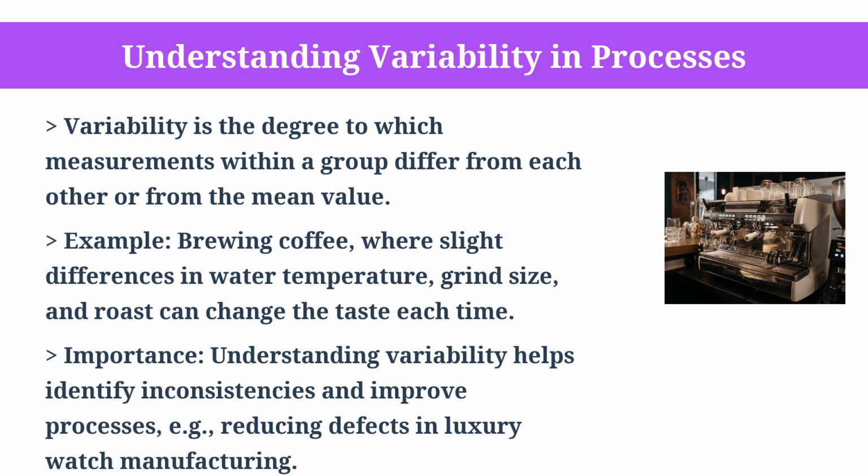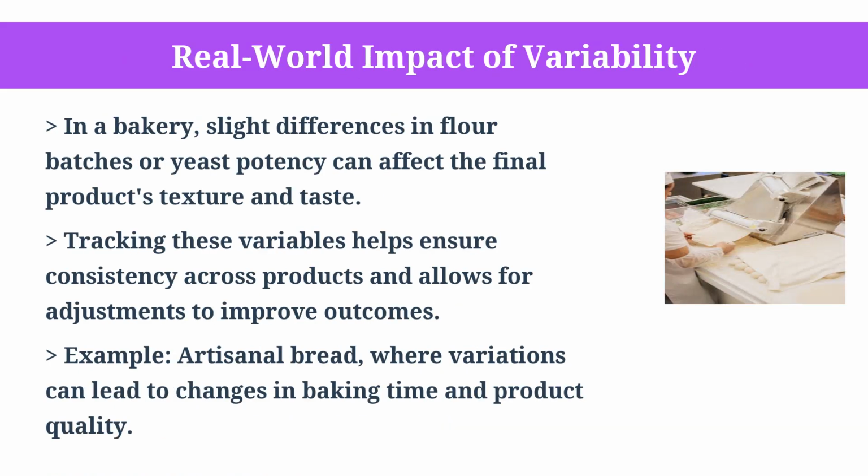Why does this matter? Well, understanding variability helps us improve processes by identifying where inconsistencies might occur. For example, in manufacturing high-ticket items like luxury watches, even small variations can lead to significant quality issues or customer dissatisfaction. By studying these variances, companies can tweak their methods to reduce defects and boost overall product quality.